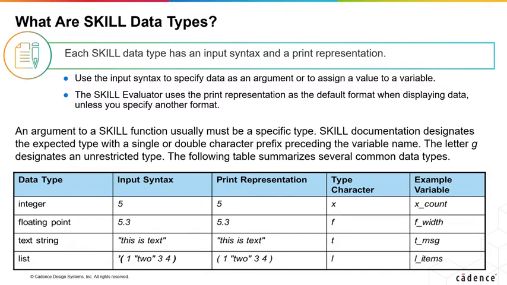Skill has various types of data. The reason that understanding data types is important is, first of all, that you need to specify the correct type of data when passing an argument to a function or assigning it to a variable. The second reason is the skill evaluator will use the print representation as a default format when displaying the data, unless you specify another format. So when printing, the type of data becomes important. Later on, we'll see various ways to print data and specify a format for it.